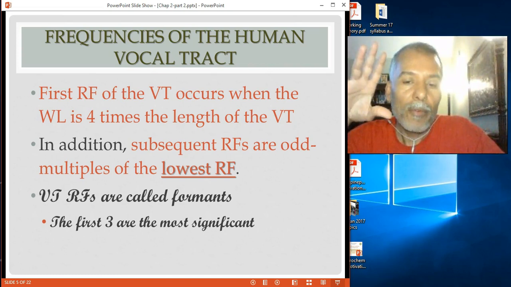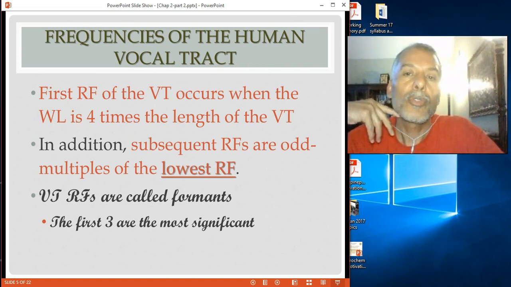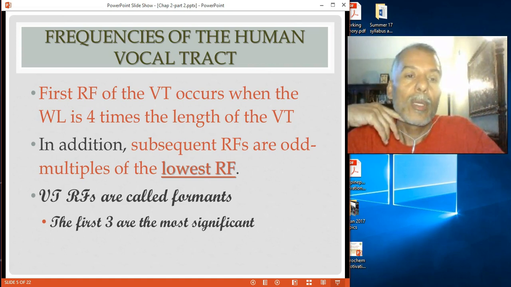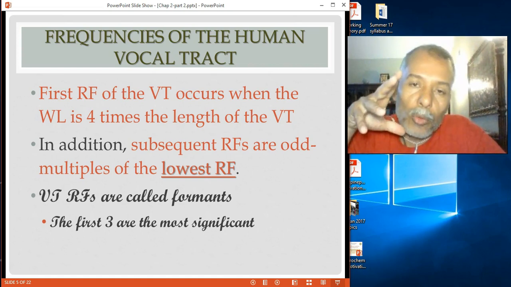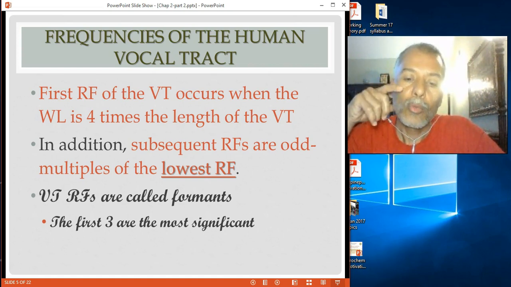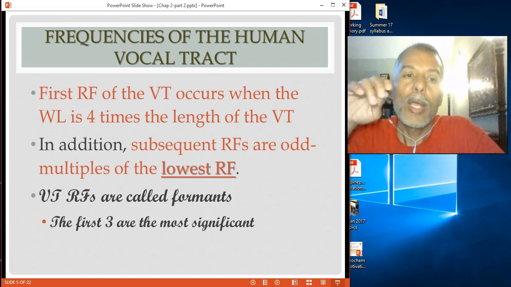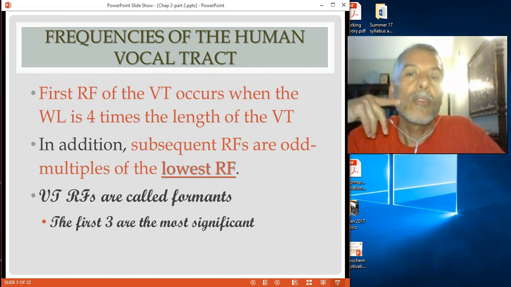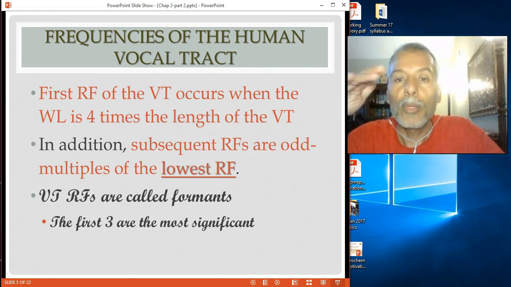So every vocal tract or every tube is going to respond at a certain time in the process. When you make the tone with the vocal folds, the first time that the vocal tract is going to respond, it will respond only when a quarter of that wave fits into the vocal tract. When the wavelength of the wave is 4 times the length of the vocal tract, that's the first time that the closed tube resonator is going to respond.